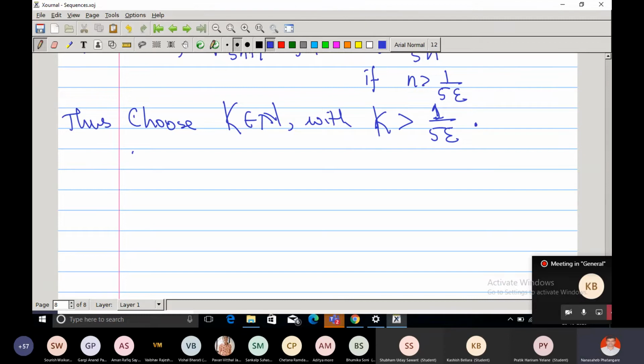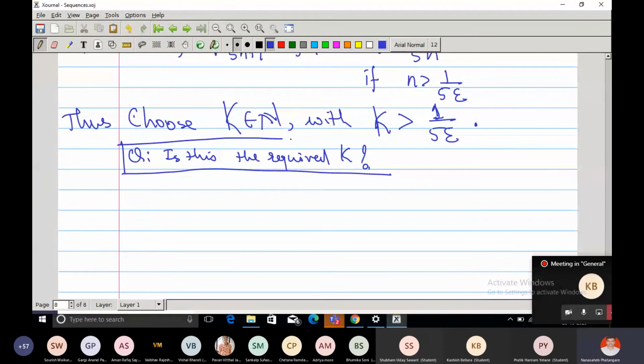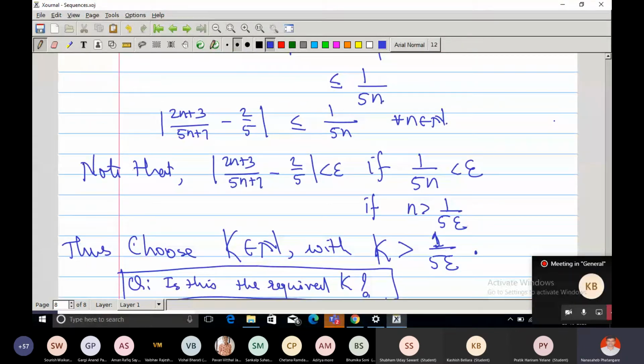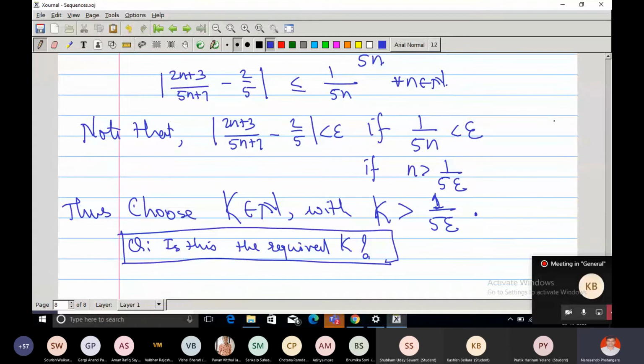So now you should ask yourself, is it the correct k? Is this the required k? So verify this. So how to verify this? When do we believe that this is a correct k?